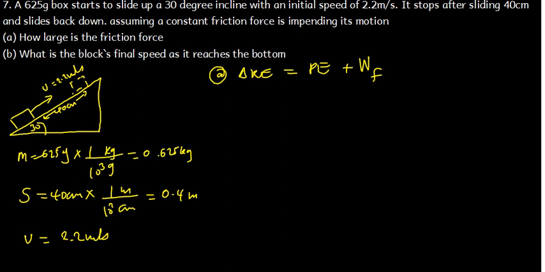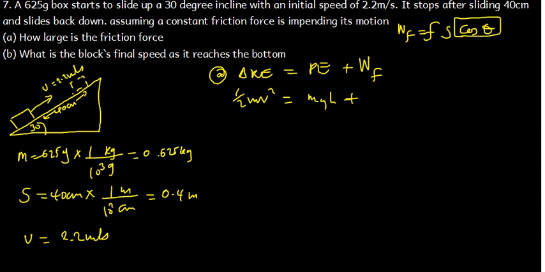The work at the start is equal to the work at the end there. Now the kinetic energy is given by half mv squared. Potential energy is mgh, and then plus work done by friction. Work done by friction is simply friction times the distance. At this point, I don't want to put cos theta.